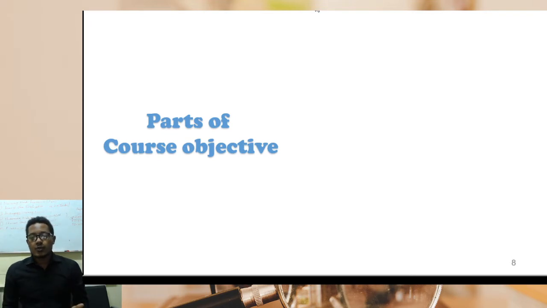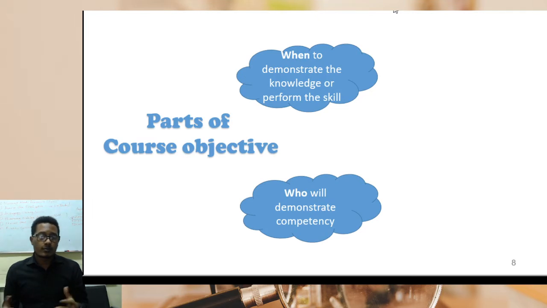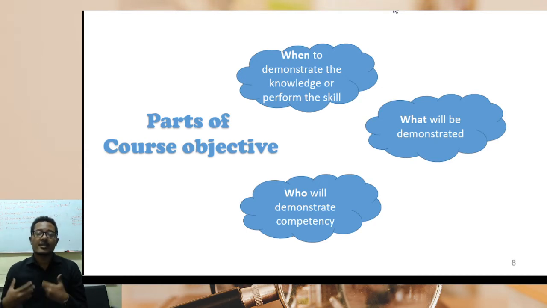So what are the parts of a learning objective? Each learning objective or course objective you develop should answer the questions regarded as the WH questions. Let's start from the when, or when the learner is going to demonstrate that skill. The who is the one who will be demonstrating that skill, in our case the learner, and the third is the what: what skill, knowledge, or attitude is going to be demonstrated.